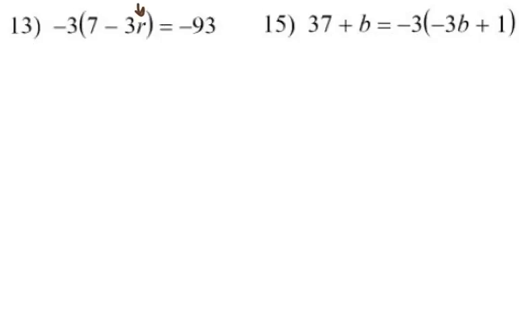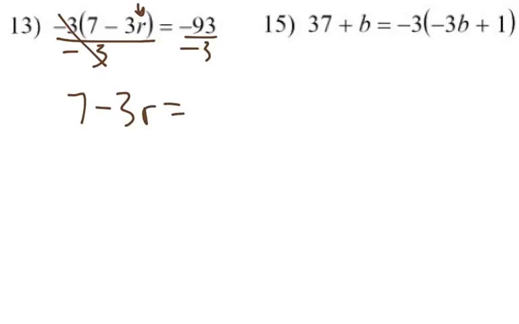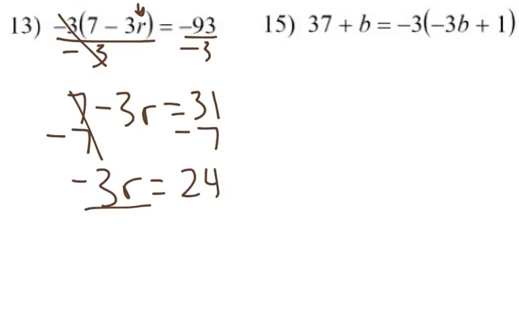Now there's 2 ways we could deal with this one. If you're thinking opposite ways, you'd probably want to divide by a negative 3 first. And you could do that. Those would cancel. That'd leave you with 7 minus 3r equals negative 93 divided by 3 is 31. Then we would have to get rid of this 7, thinking opposites. So we do the inverse, subtract 7, gives me negative 3r equals 31 minus 7 would give me 24. Divide by negative 3, and we'd get r equals negative 8. So that's one way we could do that.